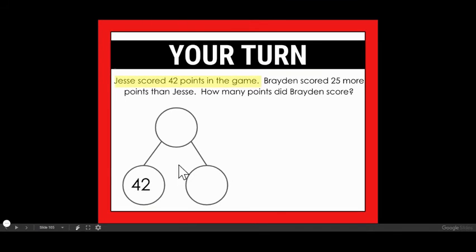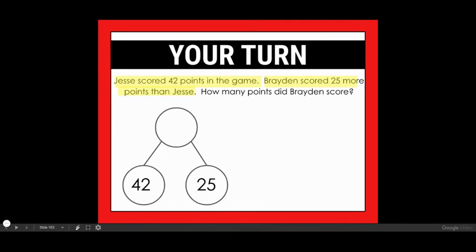Hopefully you plugged it into one of the parts. And you could plug it into either side, this one or this one. They can be flip-flopped. All right, let's read the next sentence. Braden scored 25 more points than Jesse. Go ahead and plug that part into our number bond. Would that be another part or would that be the whole? All right, hopefully you knew that that would be another part.